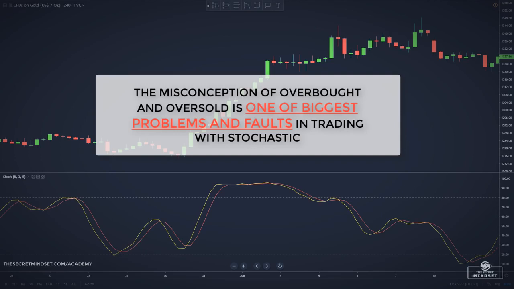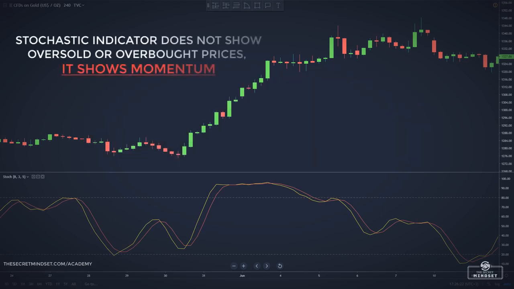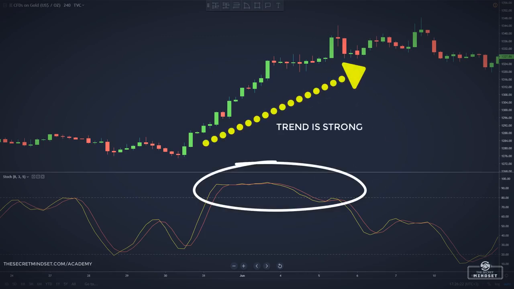After many years and a lot of money lost, I've realized that the stochastic indicator does not show oversold or overbought prices. It shows momentum. When the stochastic is above 80, it means that the trend is strong, and not that it's overbought and likely to reverse.